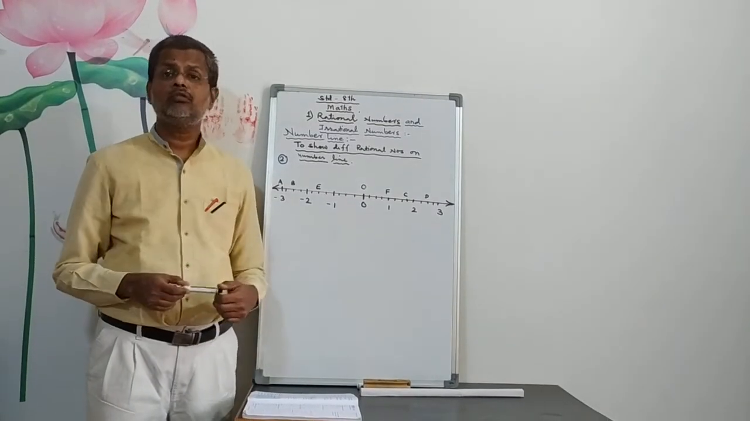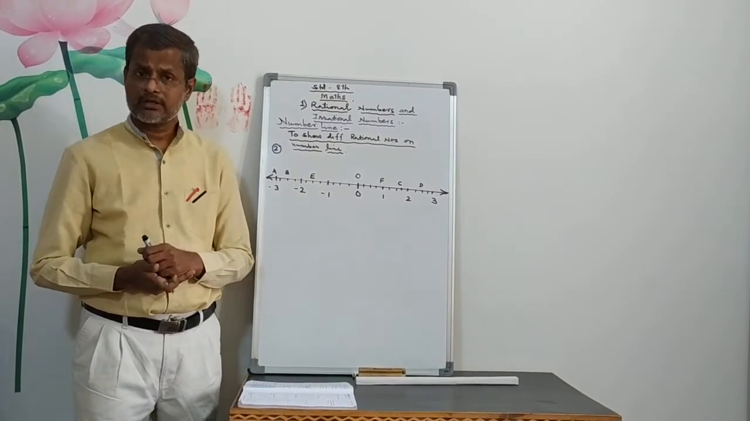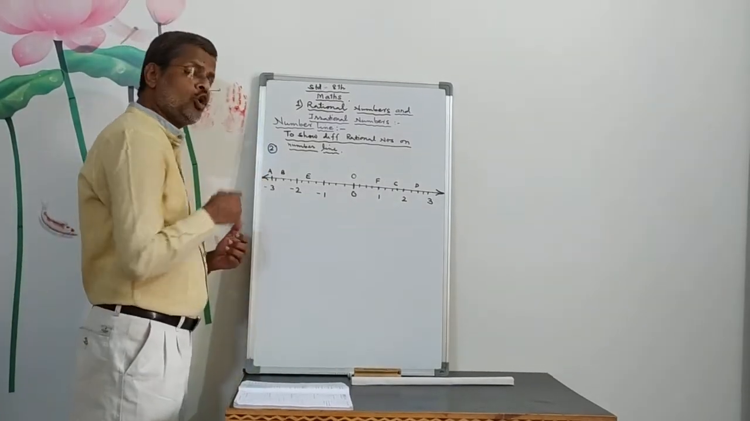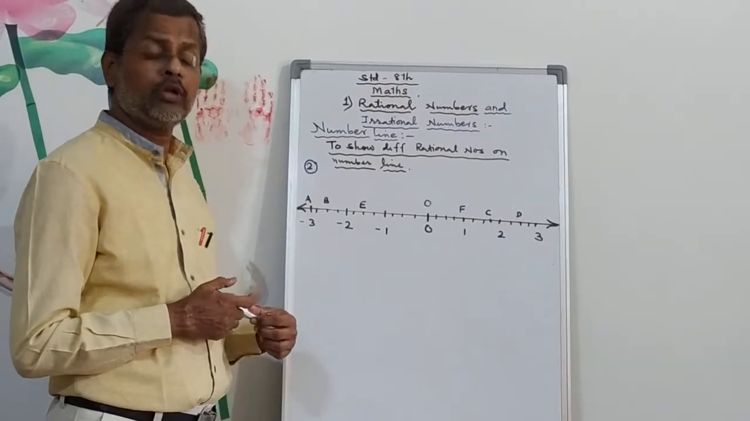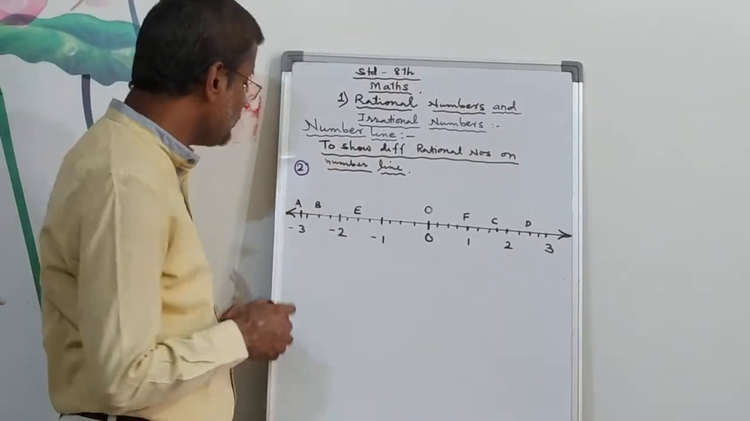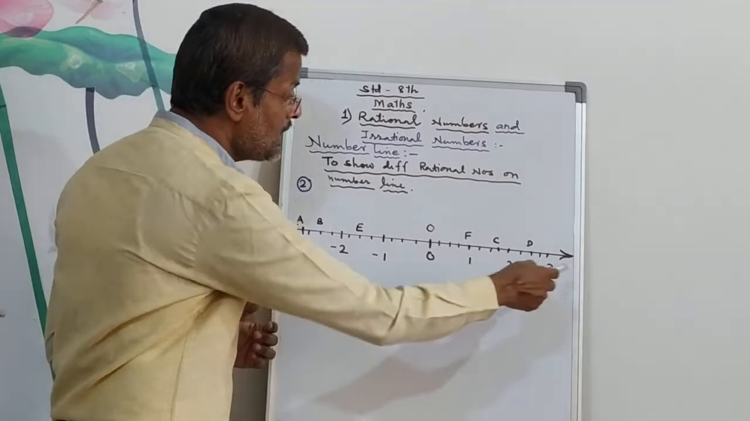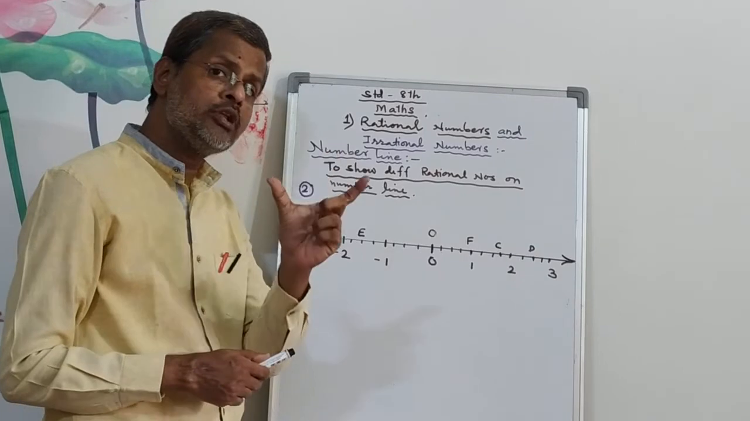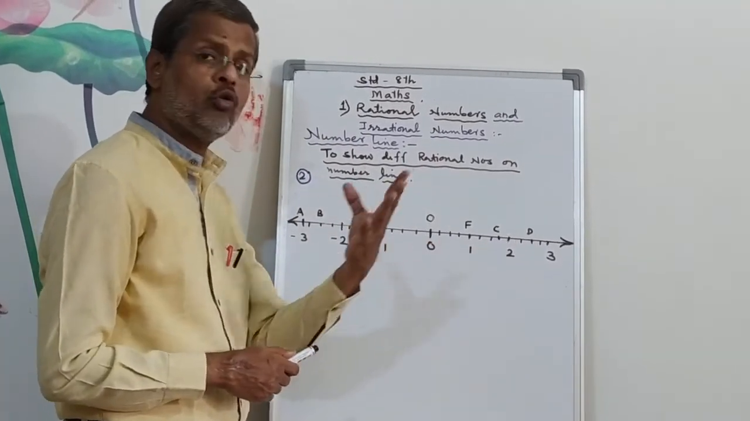Here is an example from our State Board Standard 8th textbook, page number 2, example number 2. Here we have to observe the number line and answer the questions given below it. The first question is, which number is indicated by point B? Where is point B? Point B is here. Here the number line has been divided into 4 equal parts, or each unit distance on the number line has been divided into 4 parts.